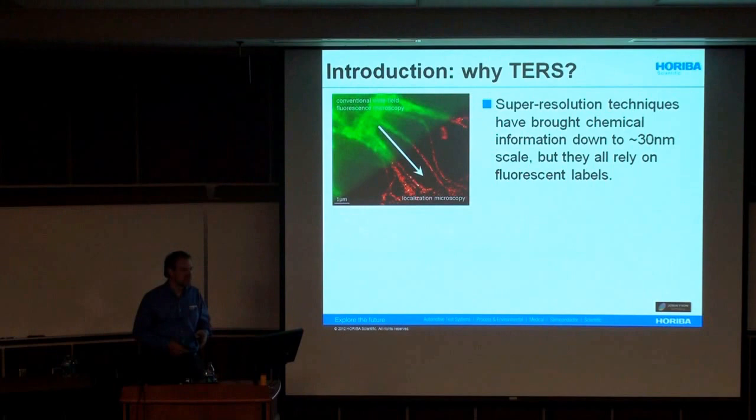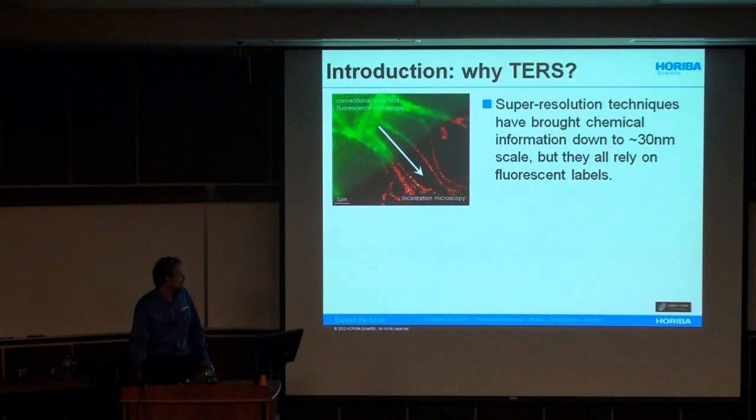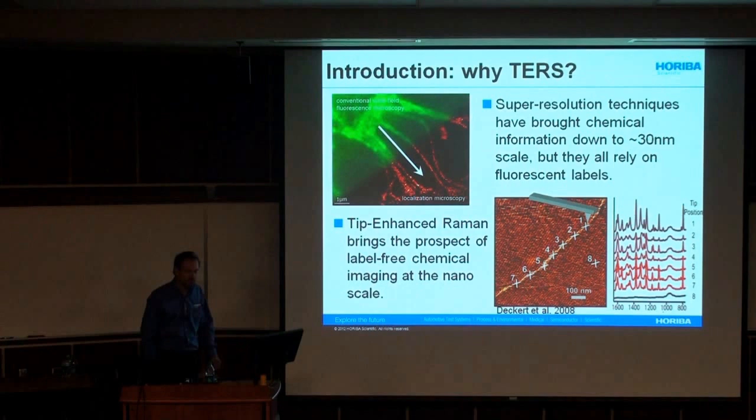But all these techniques are, first of all, mostly used in biology, and they are used with fluorescent labels. So to get to that kind of resolution, it makes heavy use of specific labels that are blinking, and then you can get an image of different single molecules. The dyes are specific to the molecules, so you can that way target specific chemical species, but you have to have those dyes in the sample or look at a sample that has some kind of fluorescence to be able to get there. So Tip Enhanced Raman really brings the prospect of label-free, so without dyes, chemical imaging at the nanoscale.